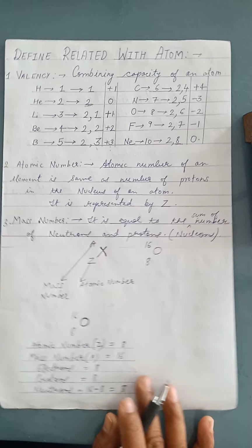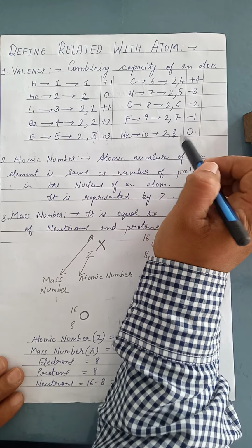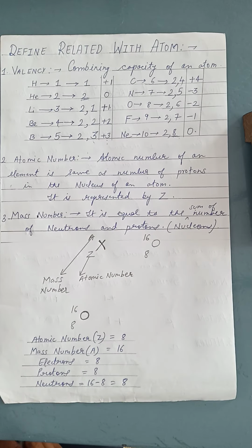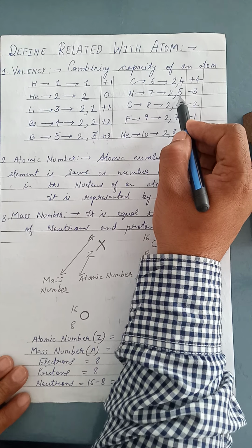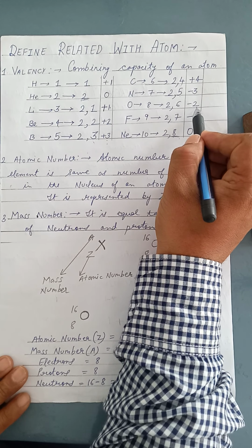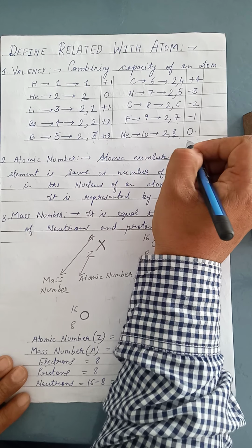Now what happens after 4? For outermost electrons 5, 6, 7 and 8, what we have to do is deduct: 8 minus the outermost electrons. Now 8 minus 5, you will get 3. 8 minus 6 is 2, 8 minus 7 is 1, and 8 minus 8 is 0.